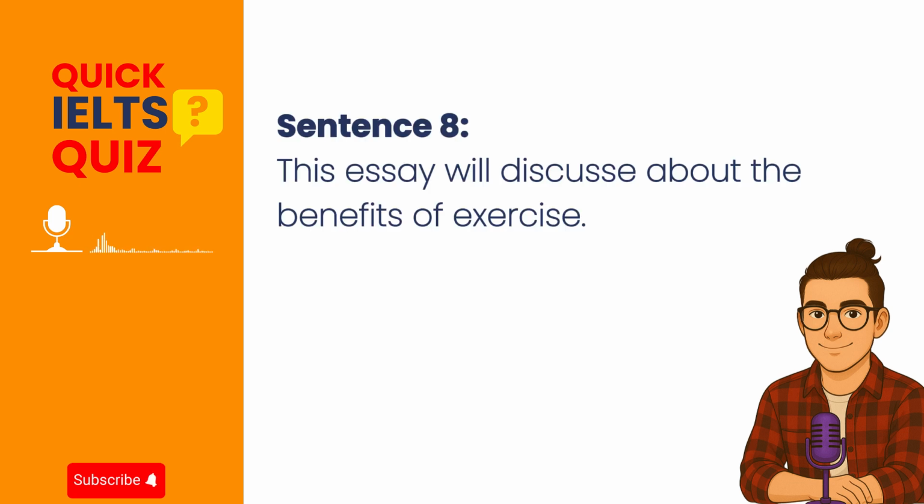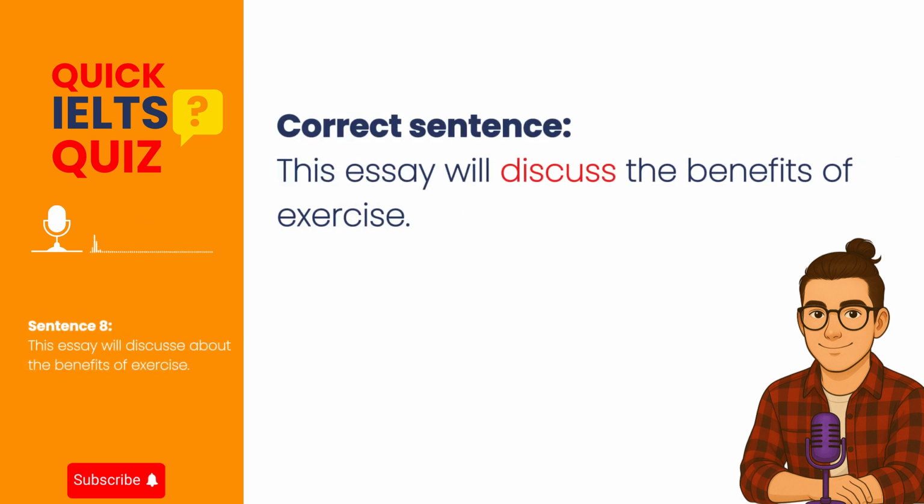Sentence 8. This essay will discuss about the benefits of exercise. You have 5 seconds. There are 2 mistakes in this sentence. First, discuss is a spelling error. The correct spelling is discuss with no E at the end. Second, the phrase discuss about is incorrect.